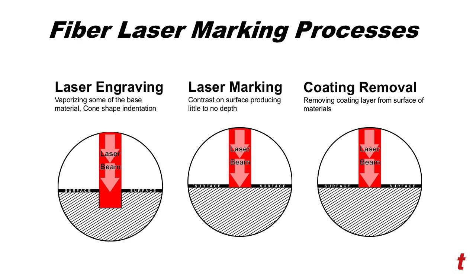The fiber laser marking process consists of laser engraving, which is the process of vaporizing some of the base material, producing a cone shape indentation, a slight subsurface engraving, if you will. Laser marking is producing a contrast on the surface of the material, producing little, if any, or no depth. Coating removal is using the fiber laser to remove the coating or layer from the surface of those materials.